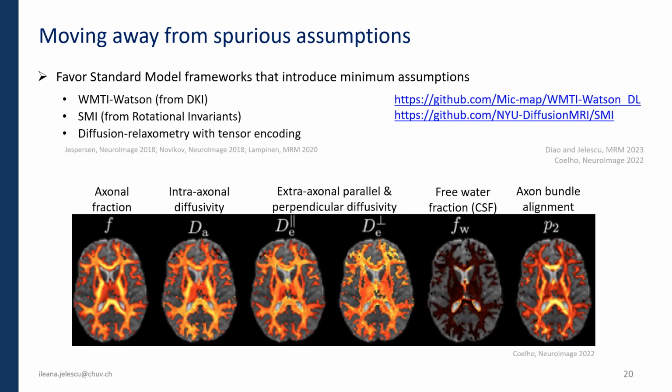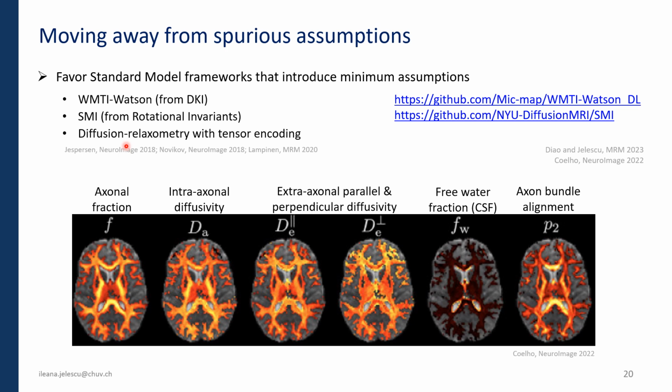Now, in recent years, there has also been tremendous work towards moving away from spurious assumptions. And actually today, there are frameworks that introduce minimum assumptions and enable us to estimate the standard model fully in all of its parameters that I've introduced previously. And I gave here two examples. One is WMTI-Watson that can be directly derived from diffusion kurtosis parameters. Another one is standard model imaging that can derive parameters from rotational invariance, both of which have publicly available code.